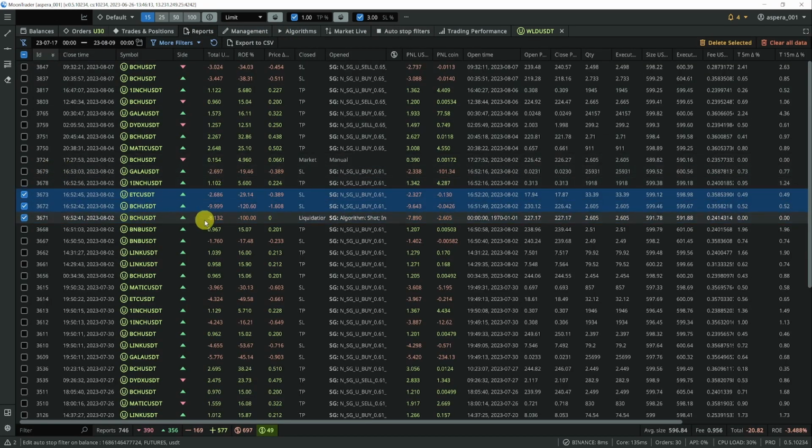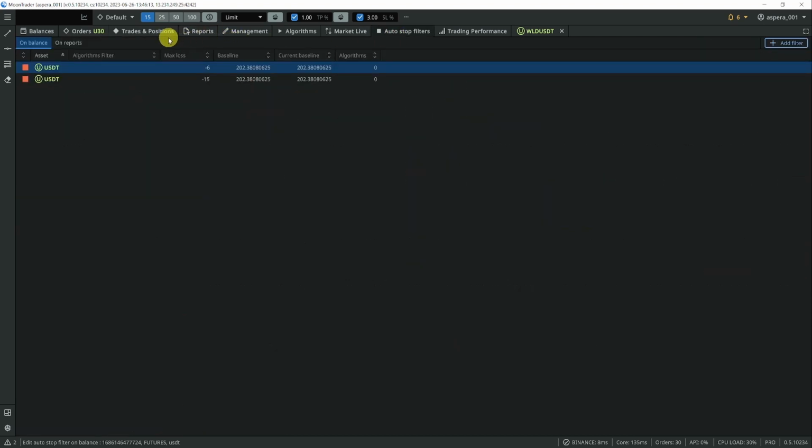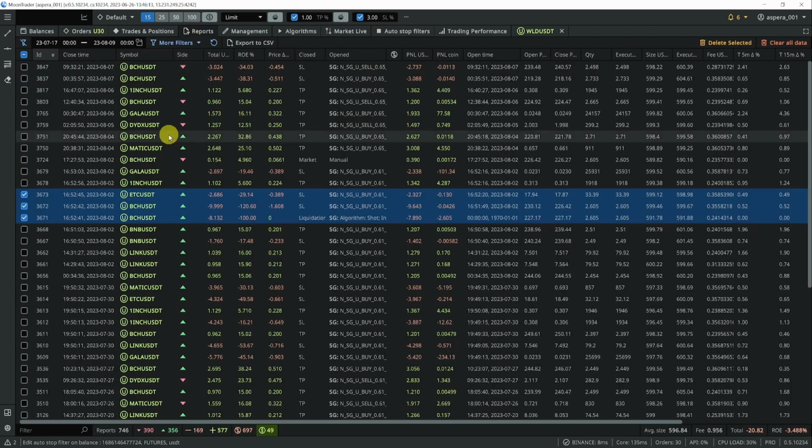So minus $20 in the span of a couple of minutes. It's very important not to be so absent-minded as to not turn on your auto-stop filters. So that's the story of what happened. Then I relaunched my algorithms and they climbed up a little bit, almost to 209. And then BCH strikes again.